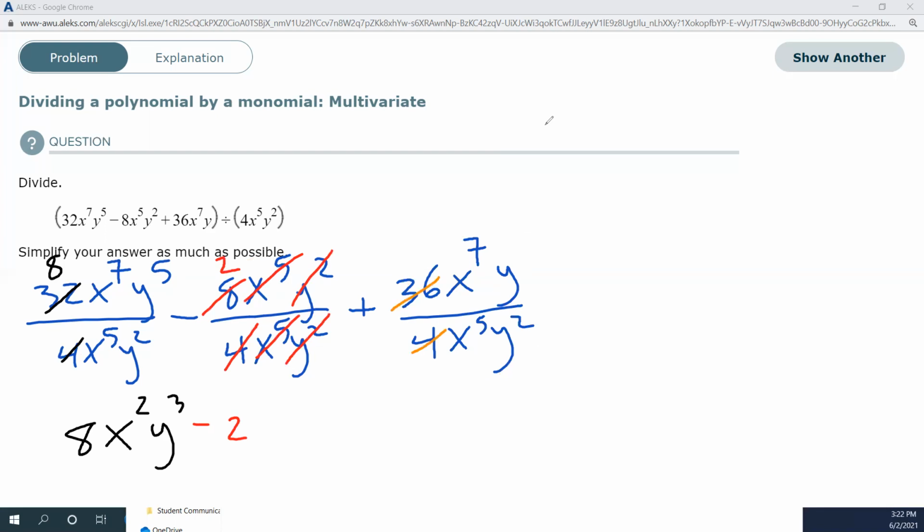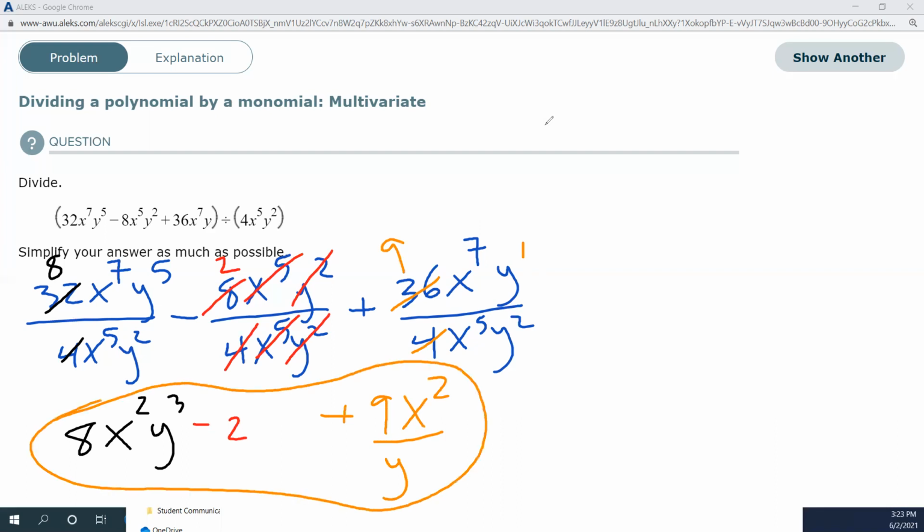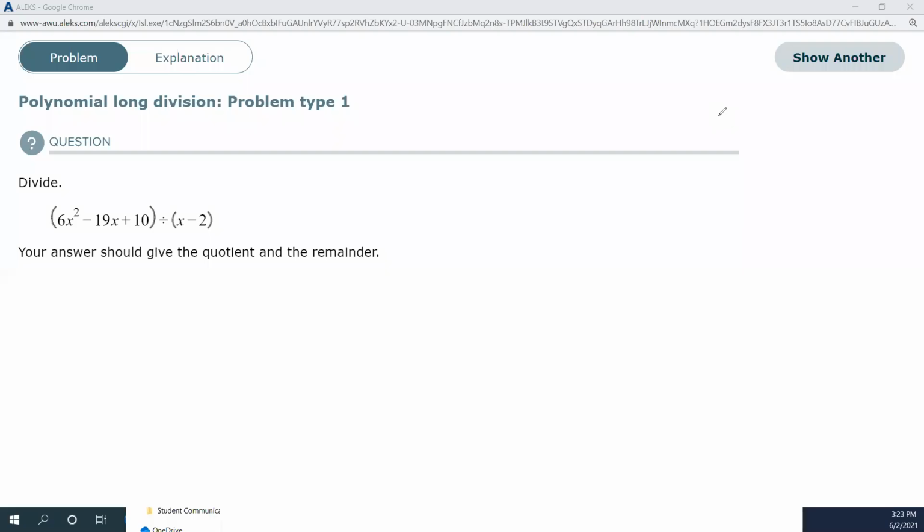I can cancel a 4. Whoops, that's supposed to be 9. There we go. And then 7 minus 5, once again, is 2x squared. And then here, I've got 1 minus 2 is -1. So let's put that y to the positive 1 in the bottom, and you don't have to put the 1 there. And that is my answer. Finito. All right, so now we've got what's called polynomial long division.